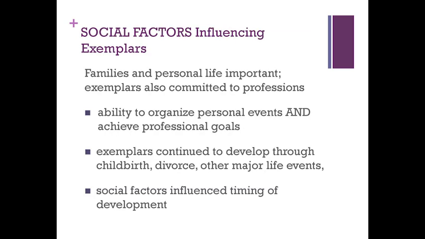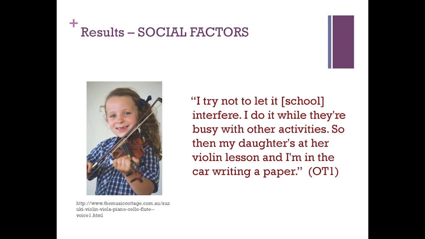So looking at the social factors, again, these were people that had the same things that go on with all of us. They have spouses, kids, relationships ending, relationships starting, but they somehow manage to maintain sort of an upward growth throughout all of these things. So here's an example. I try not to let school interfere. I do it while her children are busy with other activities. So then my daughter's at her violin lesson, and I'm in the car writing a paper.